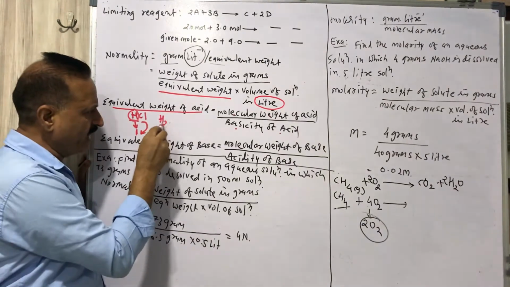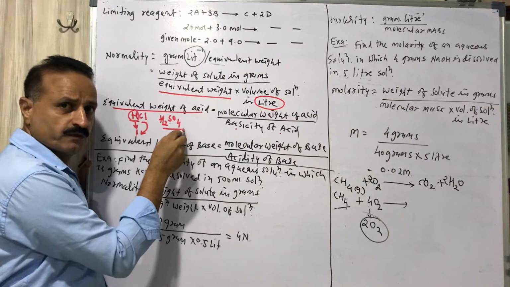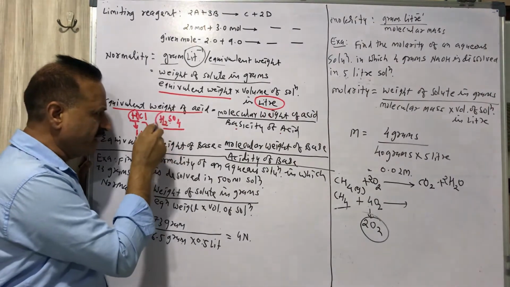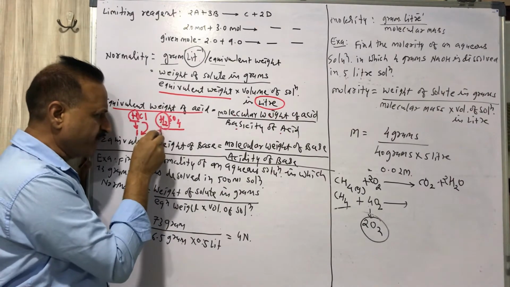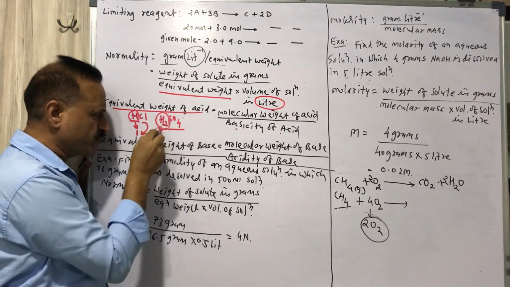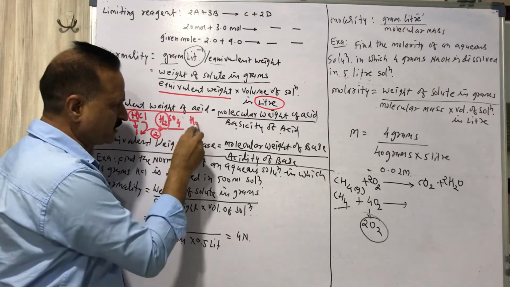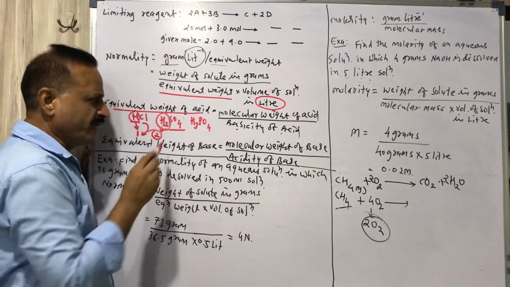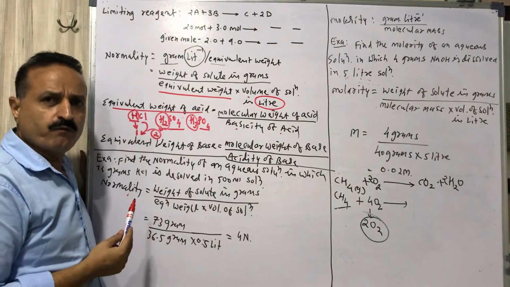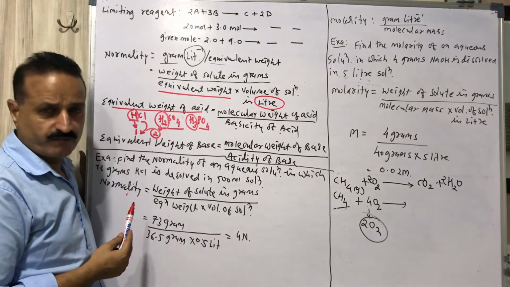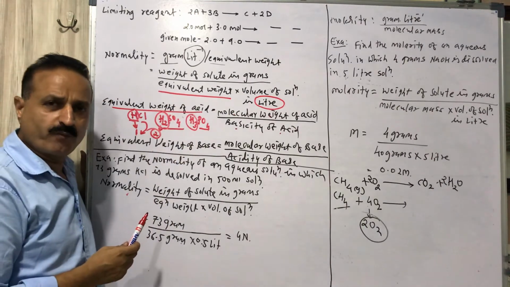Suppose we have H2SO4. This is also an acid. The basicity of an acid is related to the number of H present in the acid. There are 2 H present, so the basicity of H2SO4 is 2. Suppose we have H3PO4. Then there are 3 hydrogens. The basicity of phosphoric acid is 3. It is directly related to the number of H.